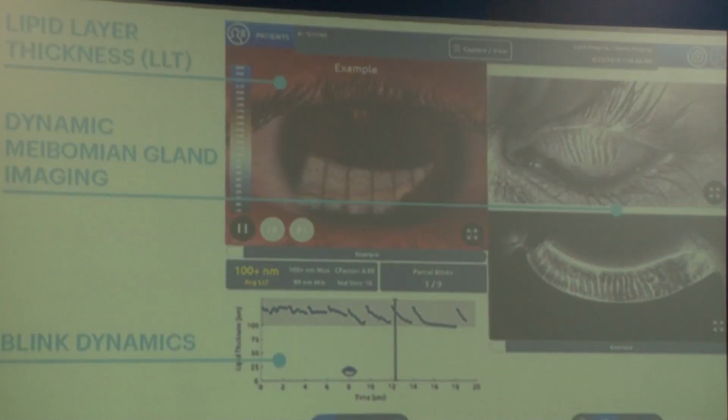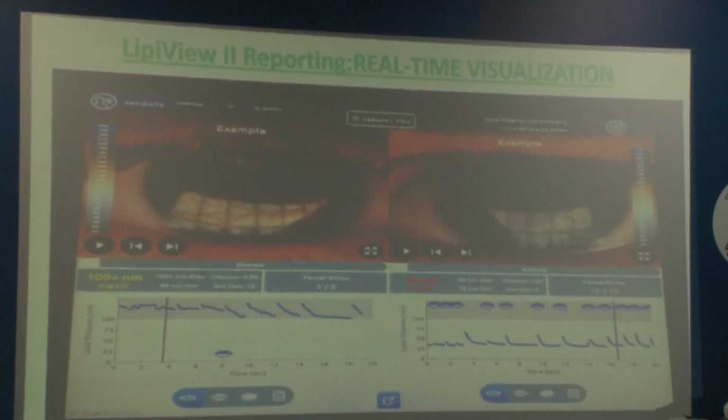LipiView is a patented technology that measures the lipid layer thickness with nanometer accuracy, captures the blink dynamics, and images the structure of meibomian glands. This is a real-time visualization of the lipid layer to evaluate the dynamic response of lipids to blinking. Results.